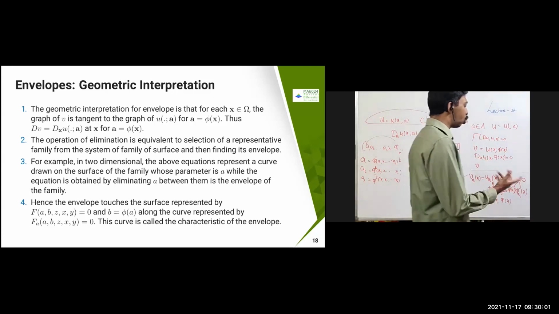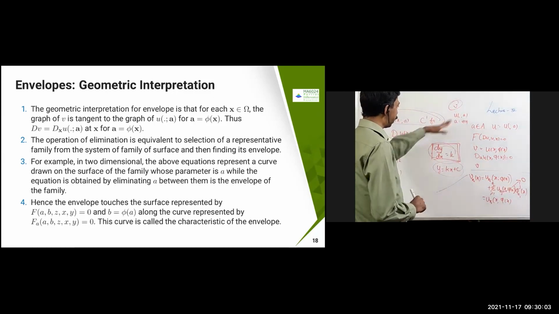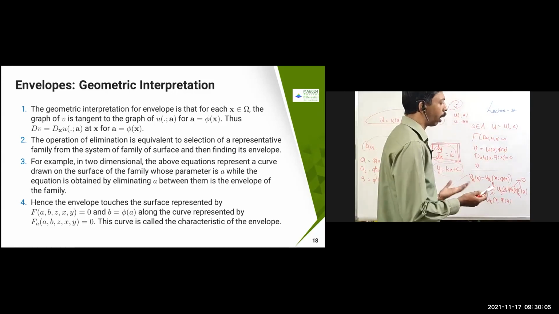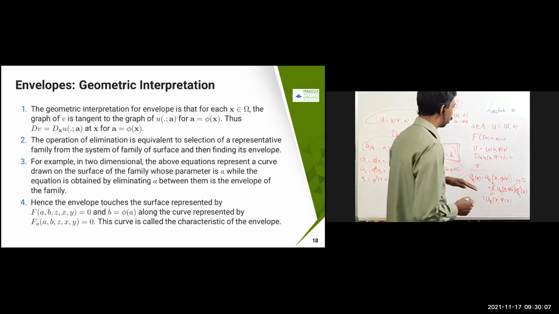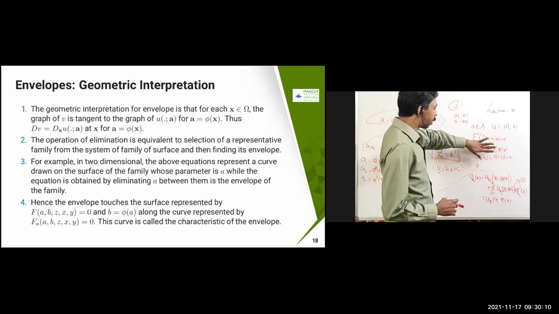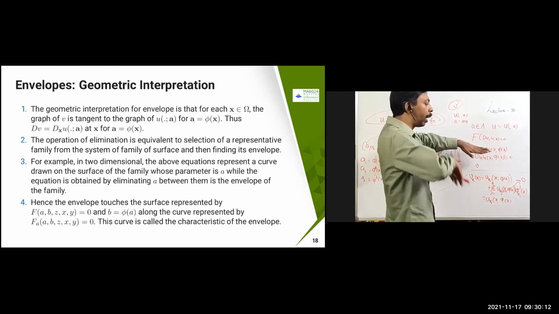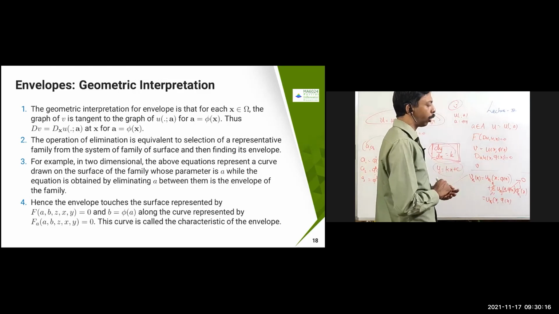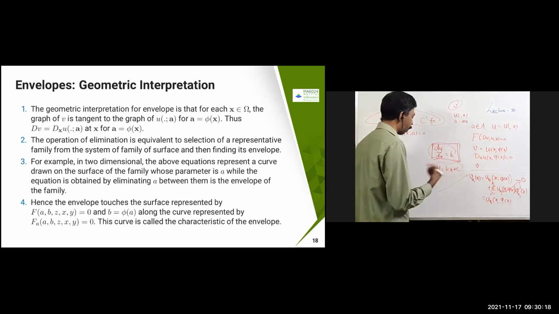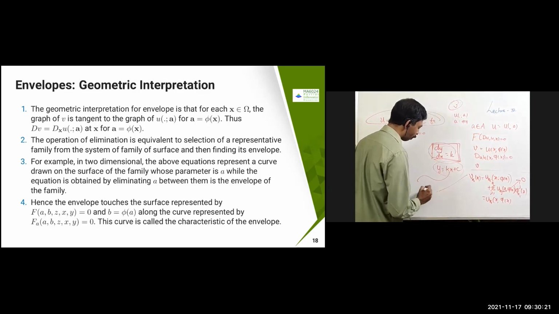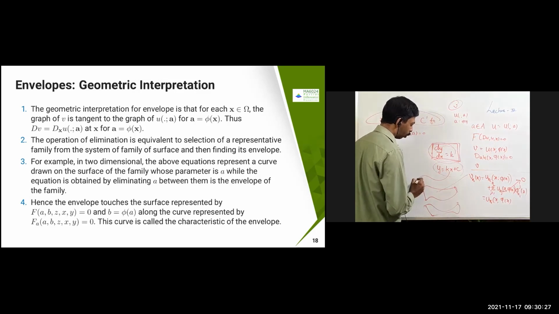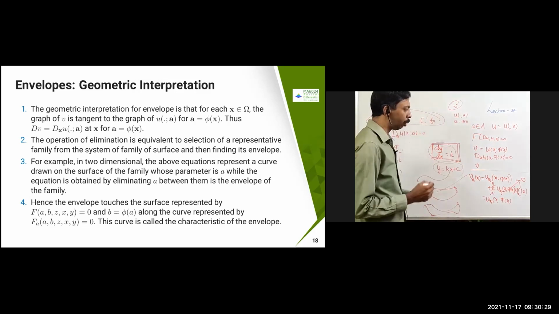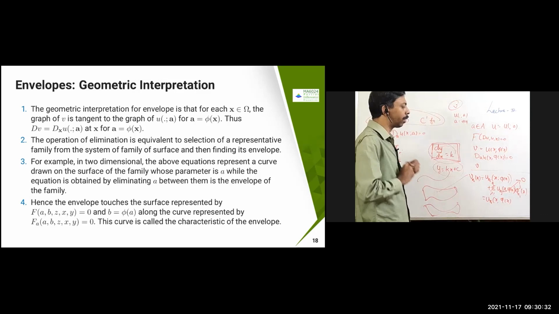So, for example, in the 2D case, these equations, whatever I have, are a curve drawn on a surface of the family, because this is going to be in the 2D case. This itself is going to be a surface, and if you eliminate one constant, then you are ultimately going to end in a surface. So you have a family of surfaces. For all this family, I'm just going to represent only one curve, let us say this curve. So that is going to give you the representative family for that one.